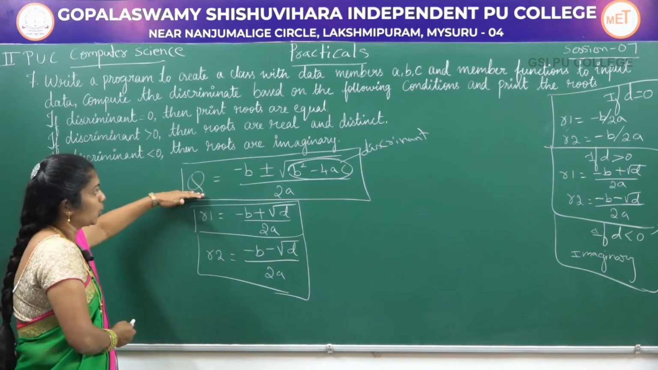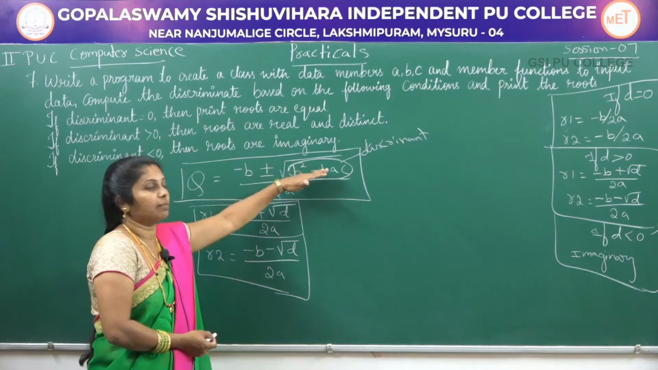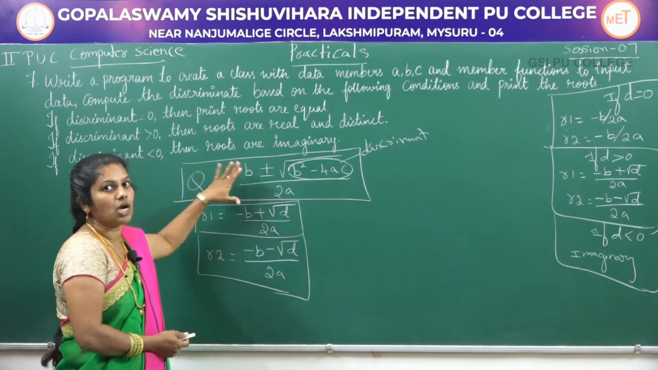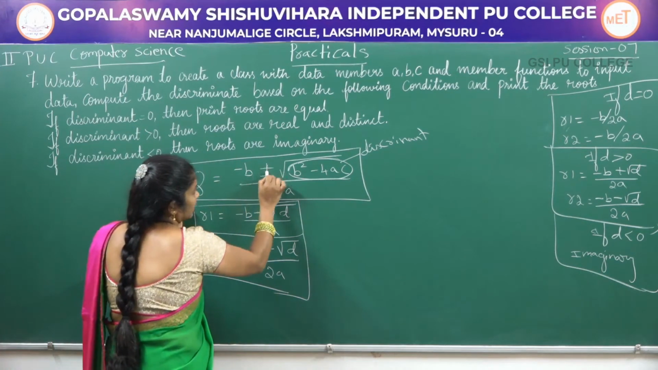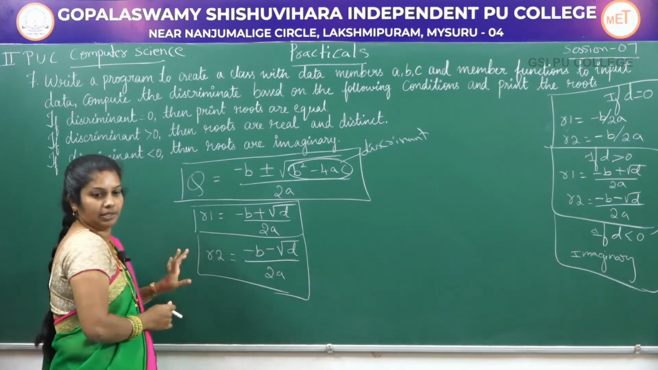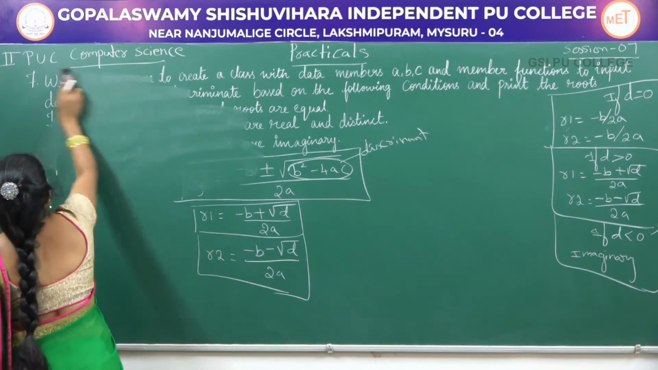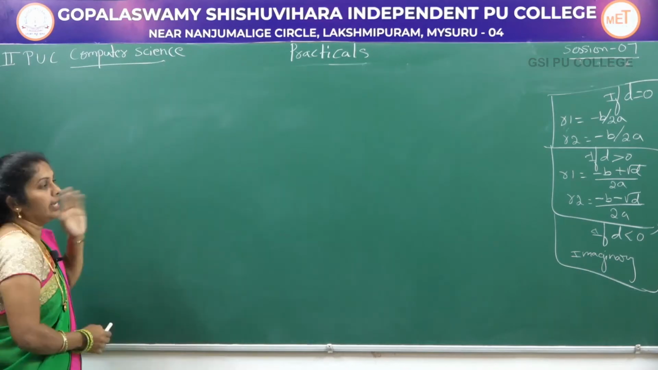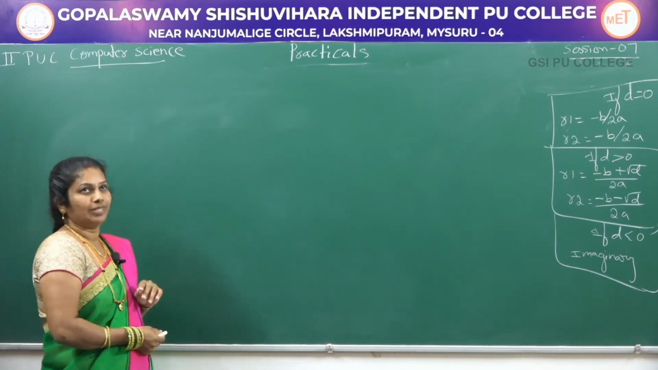Once again I will recall, the quadratic equation represents minus b plus or minus square root of b square minus 4ac divided by 2a. For the root 1 formula, first I write the plus operator, for root 2 write the negative operator. Now is it clear? Next I will explain the program regarding this. While explaining the program, first as usual we have to start with the header files.